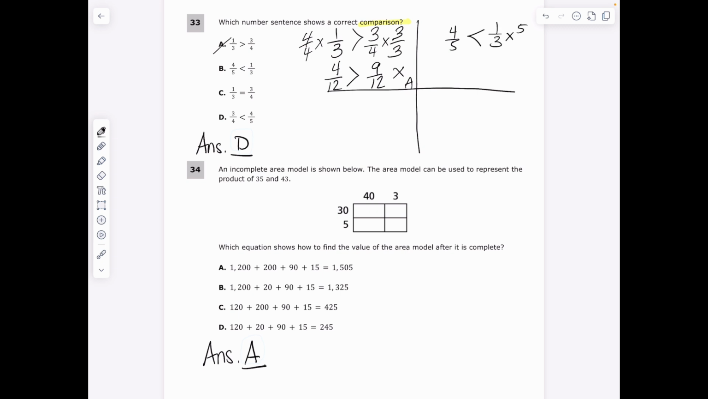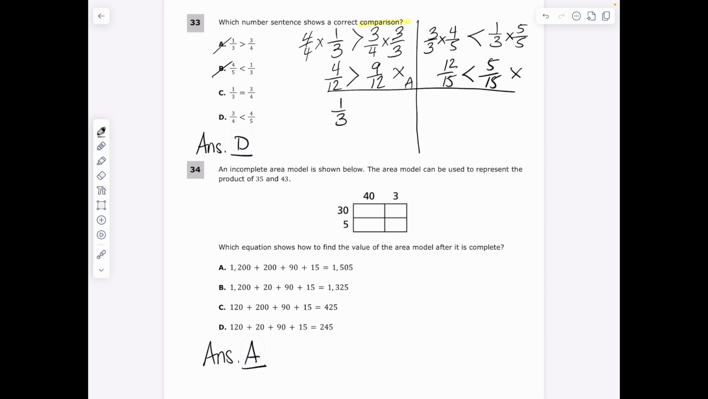Here's 4/5 is less than 1/3. So I'm going to use the opposite denominator to help me again to make like denominators. So the top one on the left, 12 over 15 is less than 5 over 15. That's not true. I can cross out B.